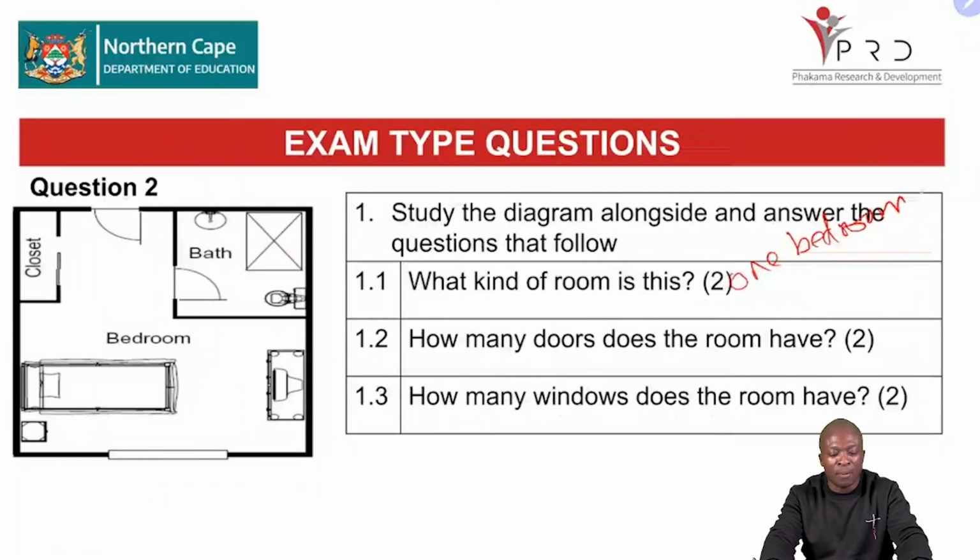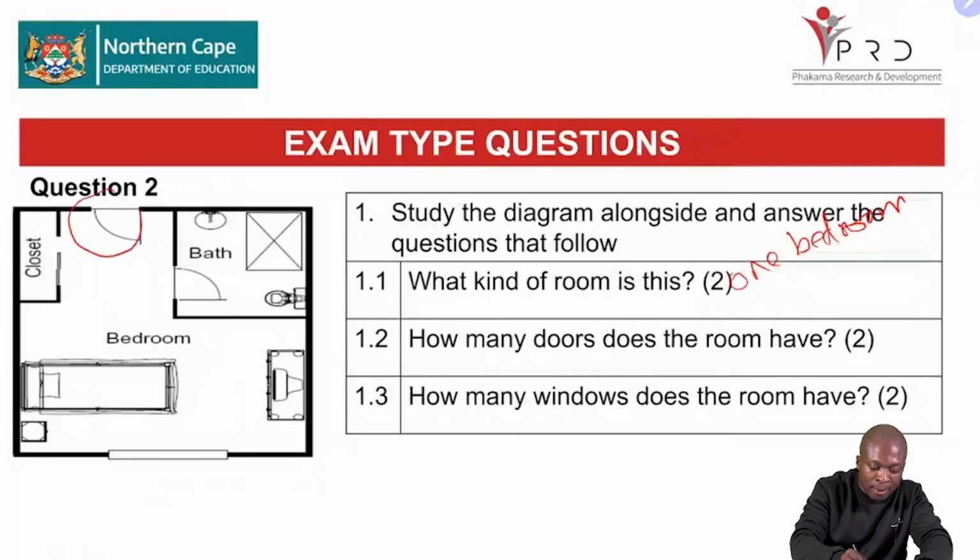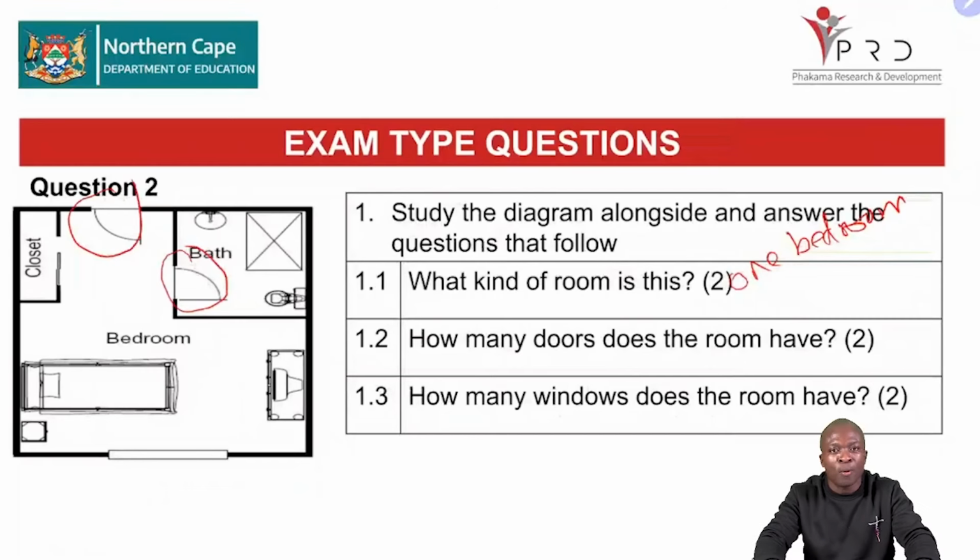How about the second one, 1.2? How many doors does the room have? Good. We have 1 here, and there is another one. So how many doors? We have got 2.